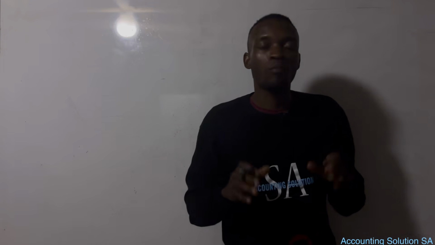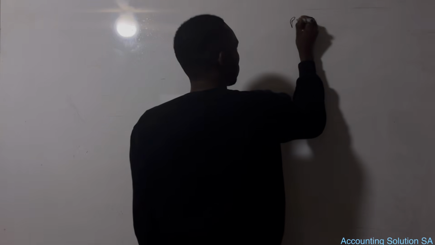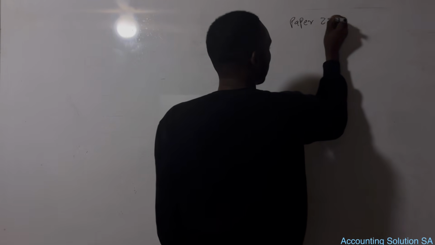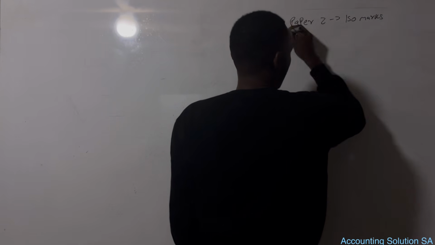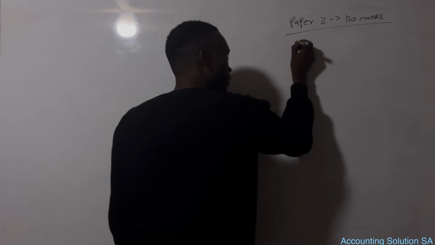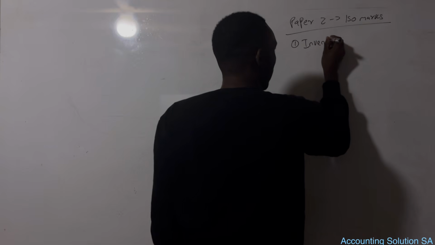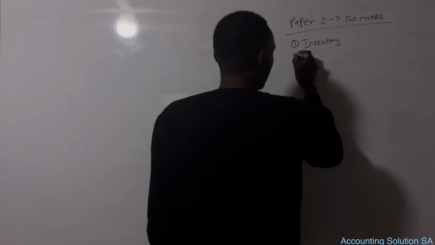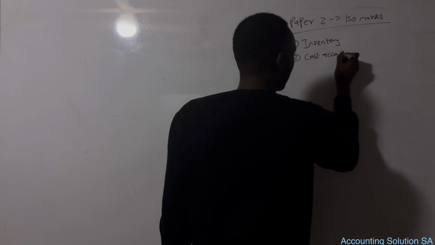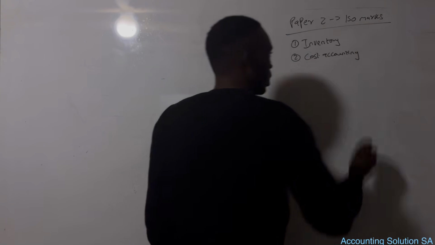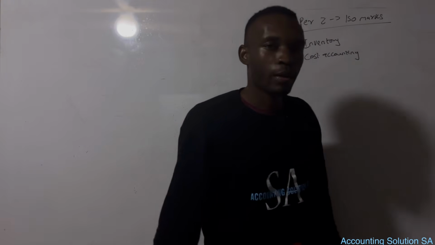Now let's start with both of you. This is the chapter that both of you are going to write about when you write your paper 2. Paper 2 will be 150 marks for both of you. The first chapter that all of you are going to do is inventory, which we are going to cover in this video. Number 2 will be cost accounting, which is also known as a production cost statement. That's where you're going to calculate break-even point.